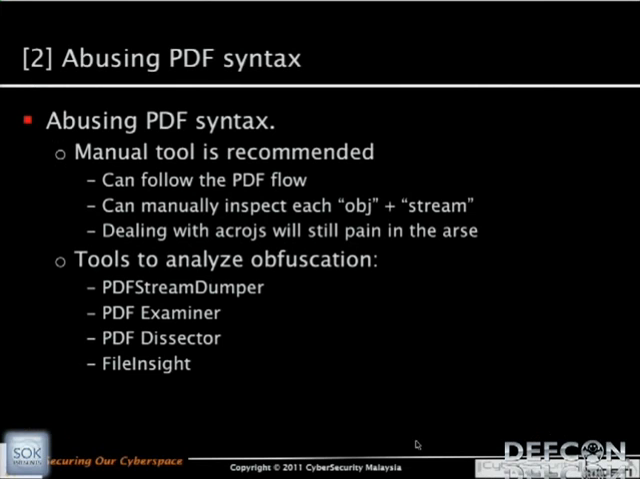It seems very difficult to automate this analysis, so manual tools are recommended. A manual tool is something where you don't really process the whole thing. You just grab any object and display it, so you can manually trace the components that belong to the object. For example, you can follow the PDF flow. You can manually inspect each object or each stream so you know where it should end. And dealing with the AcroJS is still a pain, I think.